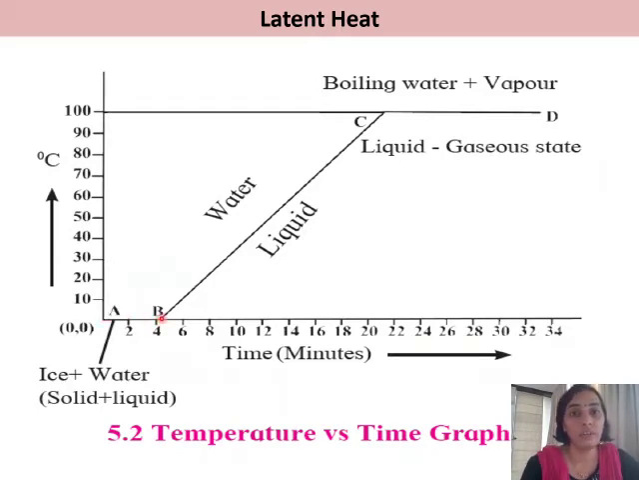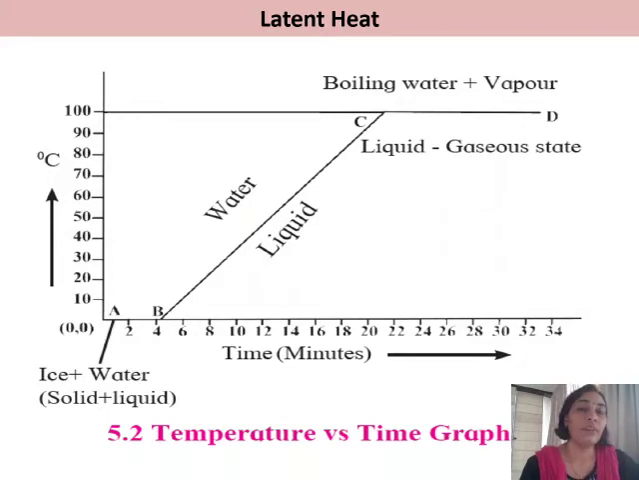So this is AB that we are talking about, line AB. Heat energy absorbed by a unit mass of a substance at constant temperature to convert from solid to the liquid state is called as latent heat of fusion. So we have studied two definitions here. One is melting point and the other is latent heat of fusion. Melting point, that is the constant temperature at which solid gets converted into liquid, is called melting point.